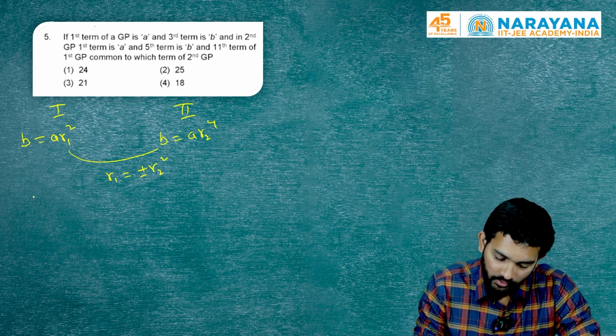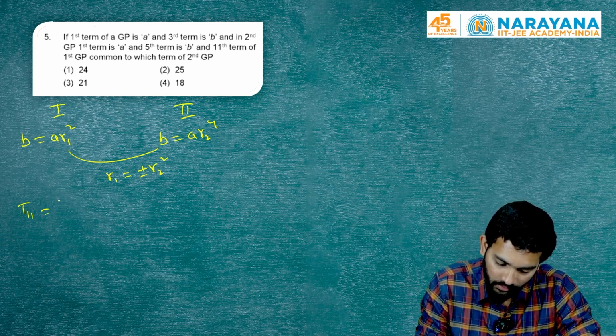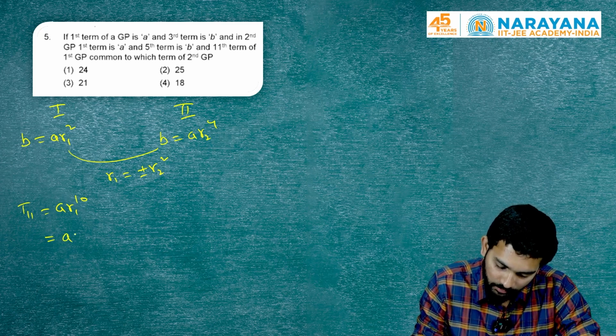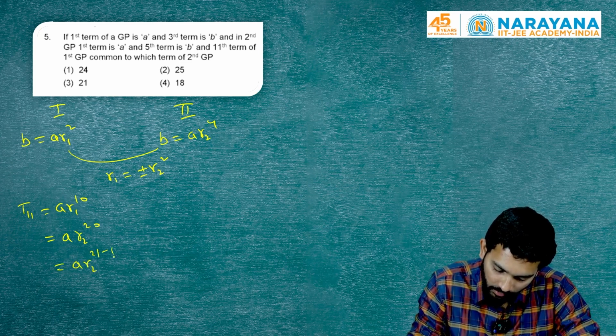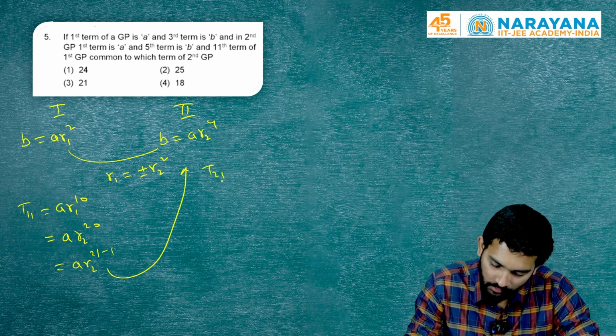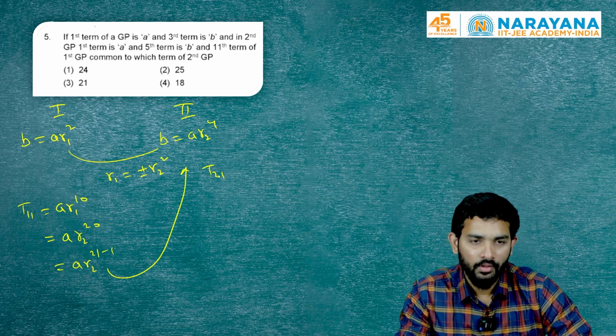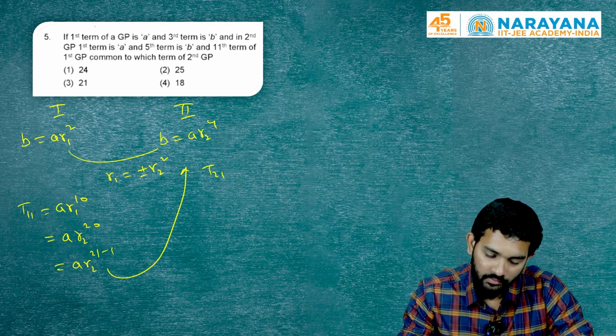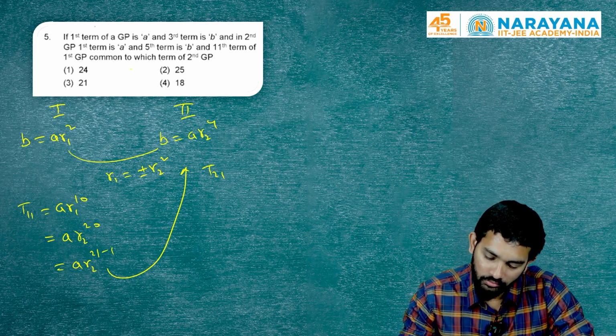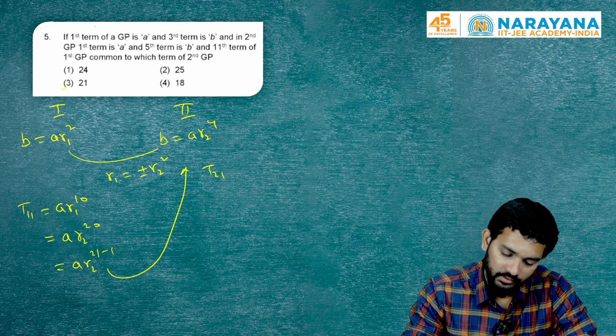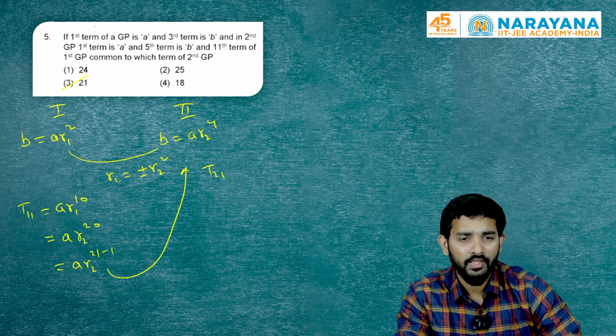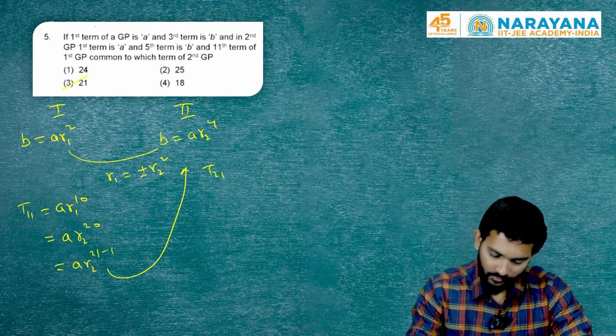Now the 11th term of the first GP, T11, will be equal to A R1 power 10. Now if I substitute R1 as plus or minus R2 square, I'll get A R2 power 20, which is nothing but A R2 power 21 minus 1. So this is T21, the 21st term in the second GP. So the 11th term of the first GP is equal to the 21st term of the second GP, which is option 3. A simple sequence and series based question, GP based question.